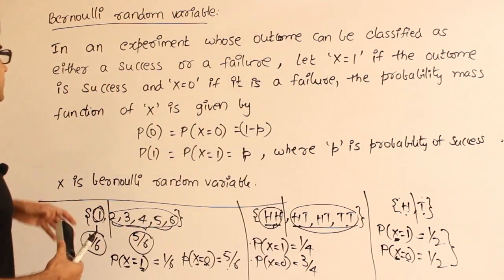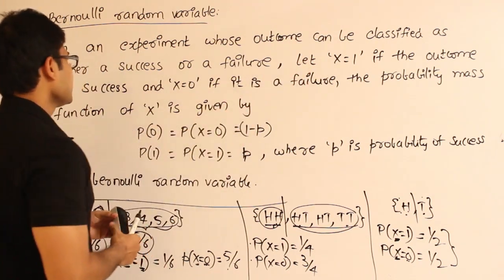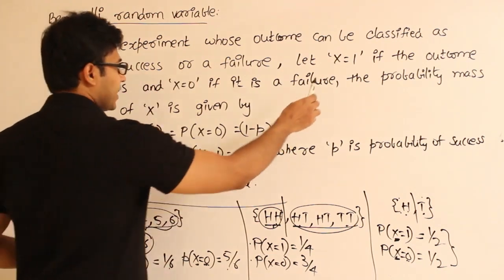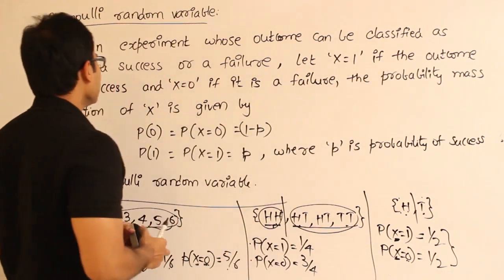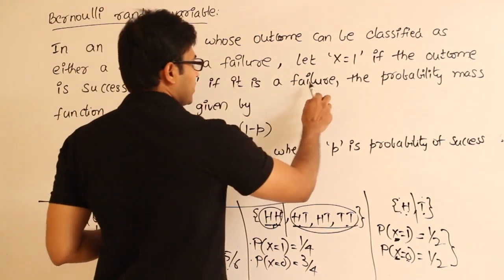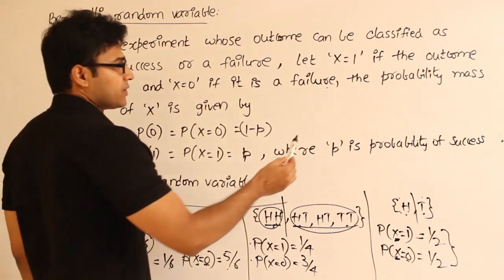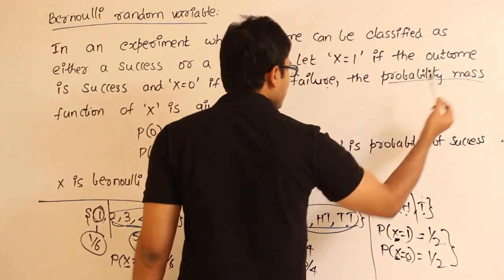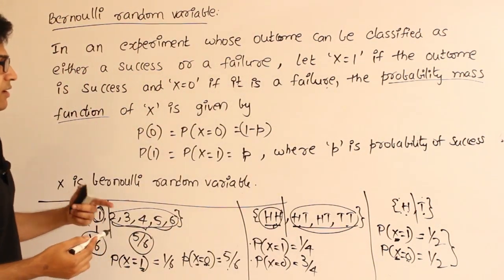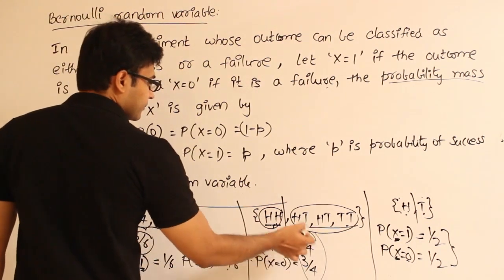Now let's see the definition. In an experiment whose outcome can be classified as either a success or a failure, let capital X equal 1 if the outcome is success and capital X equal 0 if it is a failure. Then the probability mass function. There is a term called probability mass function, which is nothing but assigning probabilities to the values of random variables.